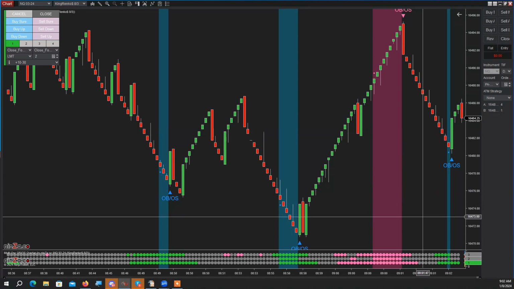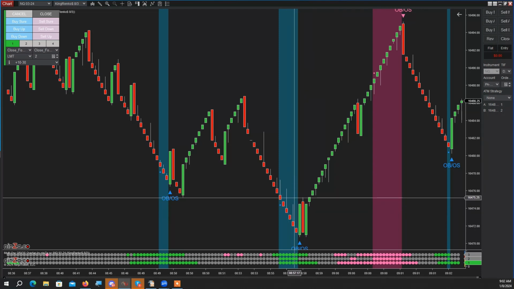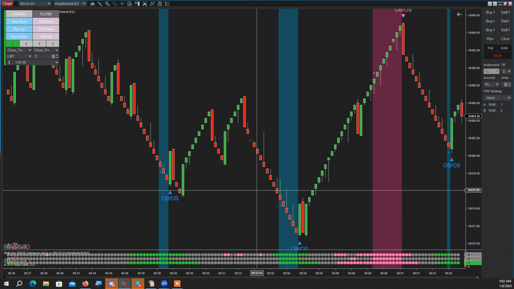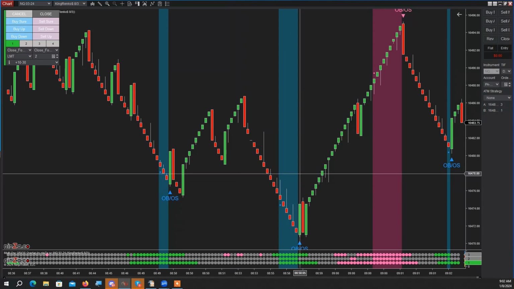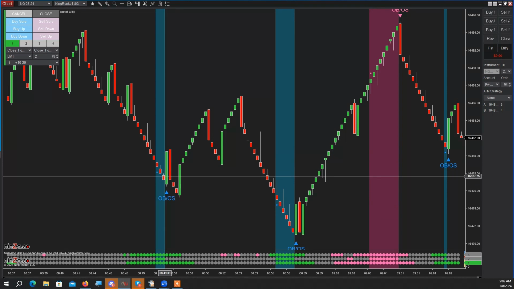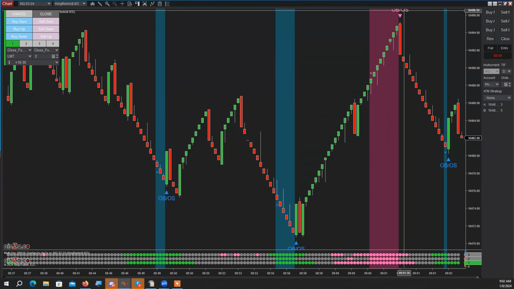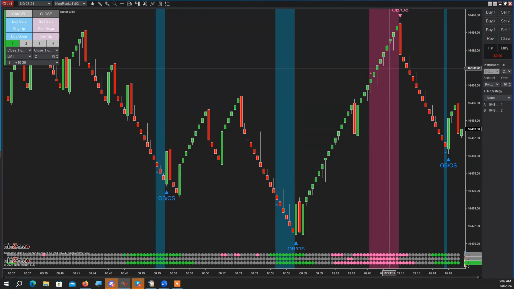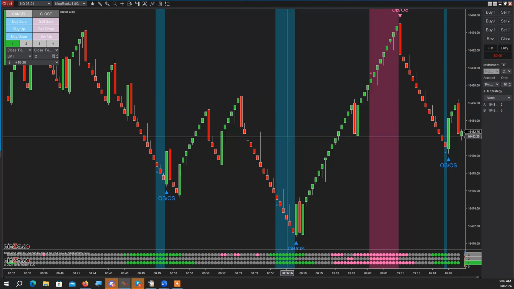All right, so again, this is a bit pre-market, but the idea with this indicator is that it waits for overbought or oversold signals. So in case of oversold, it looks to buy. In case of overbought, it looks to sell. Now, here is an important thing to keep in mind with this indicator.